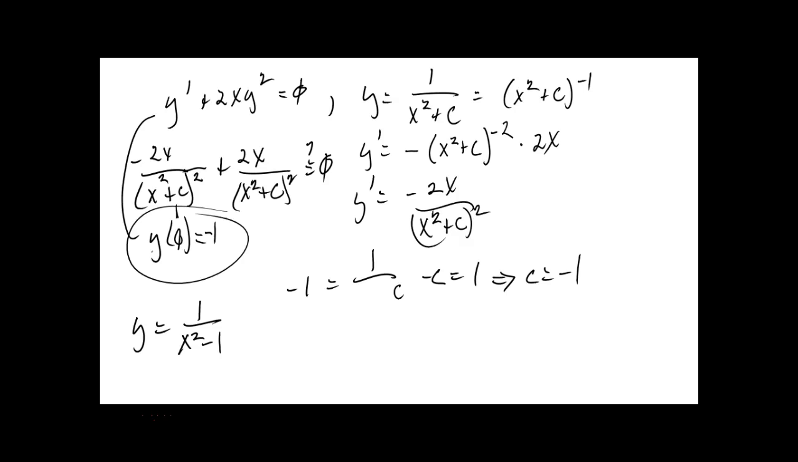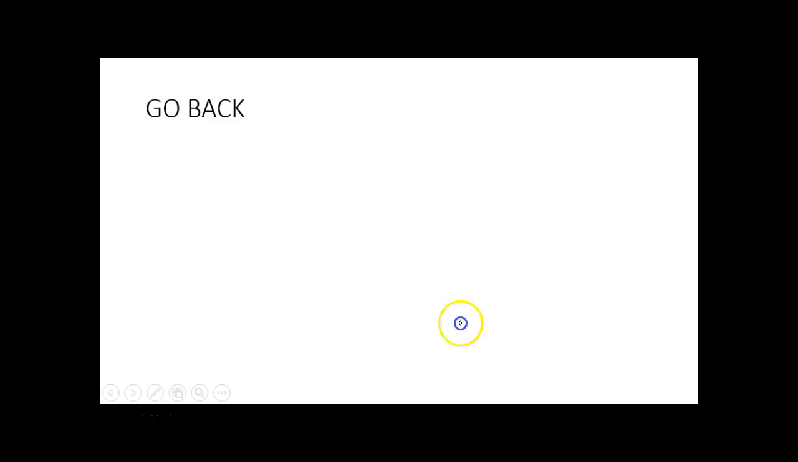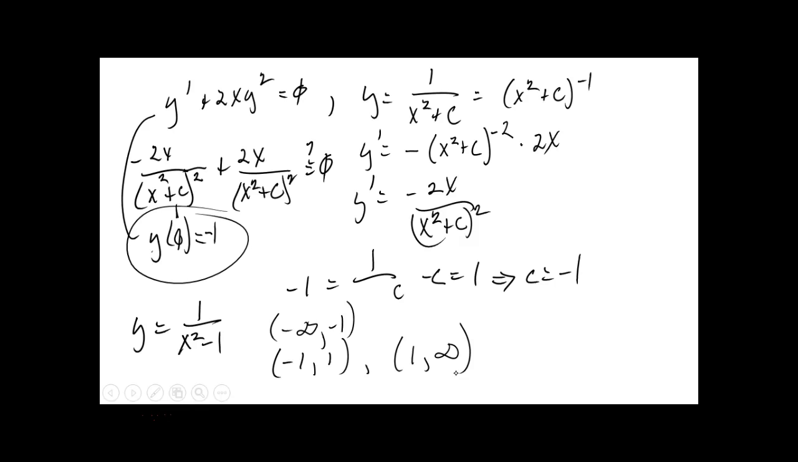Second, the denominator can't equal 0, so x can't equal 1 or negative 1. Okay? So this solution is only good on an interval from minus infinity to minus 1. That would work. Or it would be good from minus 1 to 1. That would work, or it would be good from 1 to infinity. But guess what? It can't be good for all real numbers because negative 1 and 1 cannot be on it.